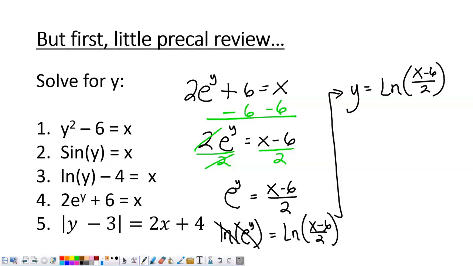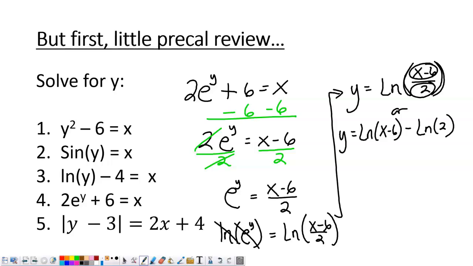But just for fun, I want to review some log properties with you guys really quick, because every once in a while those come in handy. When you have a log that has a fraction in its argument, the stuff in the parentheses is called the argument. So when you have a fraction in the argument, you could write that as two separate logs, where you have the top and the bottom in two separate logarithms being subtracted from each other. Okay? So either one of those is acceptable. That's one of our log properties.